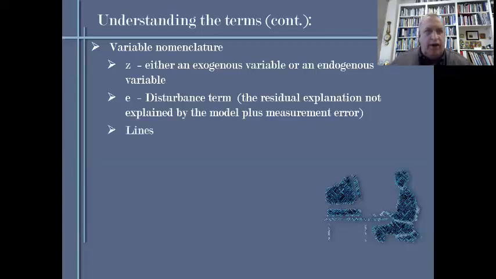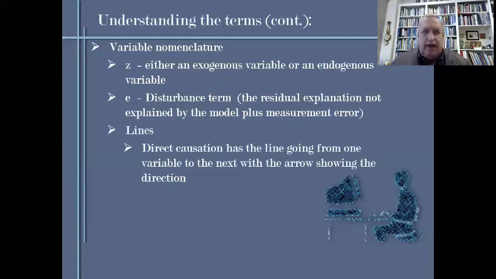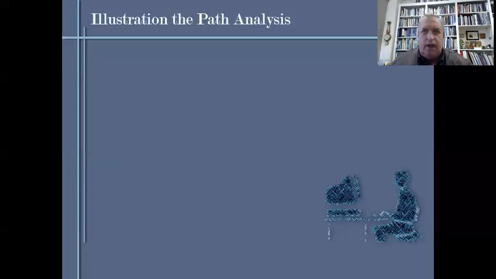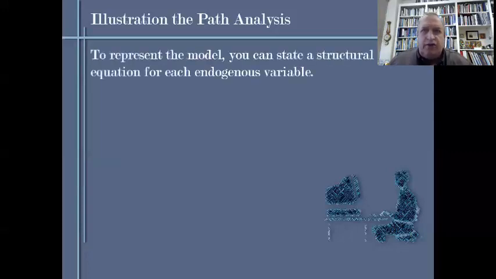Then our lines that we want to understand, if it's direct causation, has the line going from one variable to the next with an arrow showing the direction. If it's indirect causation, it has a path from one variable through another to the endogenous variable. Make sure you keep this in mind, whether you have direct causation or indirect causation, because with indirect causation, you're going to have to take the sum of all of the variation in order to see what's happening through that path. To represent the model, you can state a structural equation for each endogenous variable.